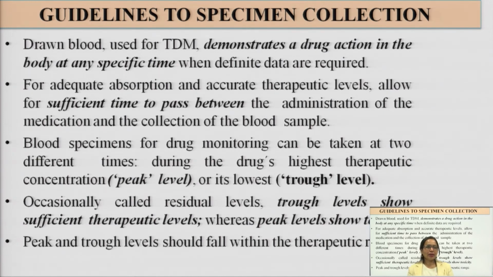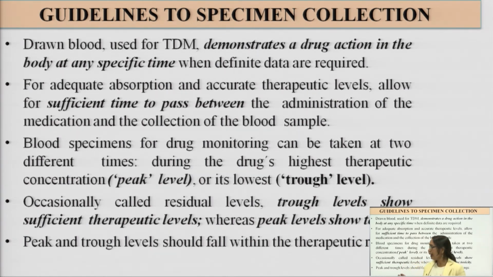Then blood specimens for drug monitoring can be taken at two different times: during the drug's highest therapeutic concentration or its lowest therapeutic concentration. So, one is the peak level, and the other is the trough level. So, we have to collect it. The trough levels, occasionally called residual levels, show the sufficient therapeutic levels, whereas the peak levels show the less therapeutic levels.